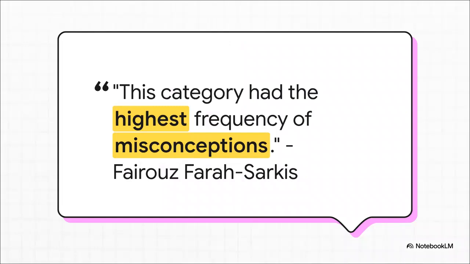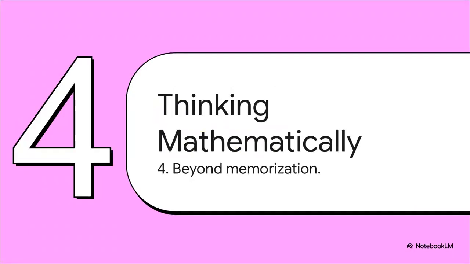In her research on this very topic, Feiruz Farah Sarkis found that this specific confusion, the link between radicals and exponents, was the number one source of mistakes. The, quote, "highest frequency." So if you've ever felt totally lost here, you are in very, very good company. So what's the solution? How do we fix this? It's not about just trying harder.